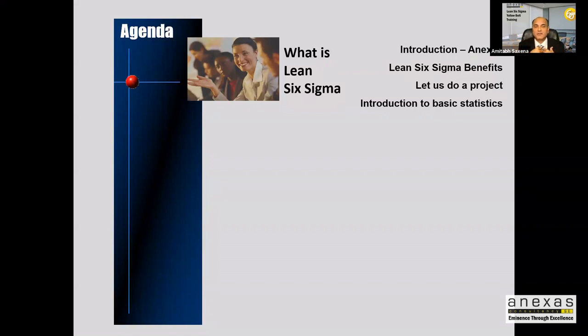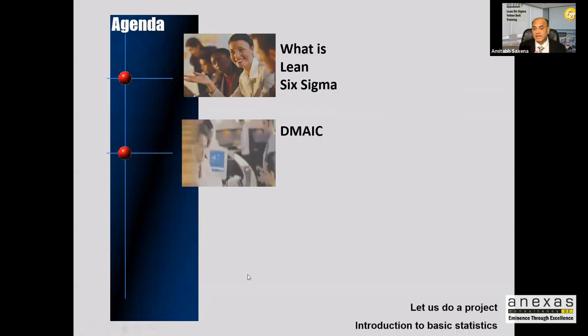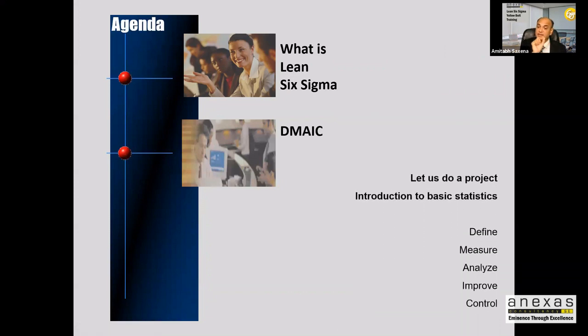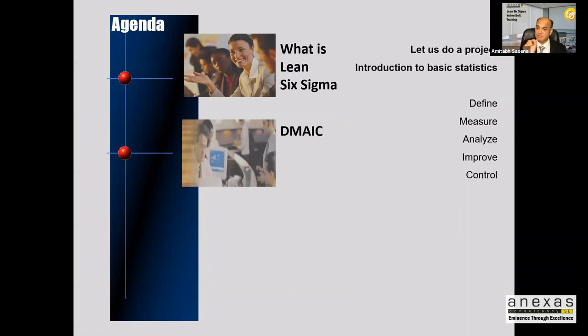The idea is not that you have to master those tools in yellow belt. If you are a black belt, then you have to master those tools. But as a yellow belt, you should be aware of those tools, so you will be learning about them. Then I will take you through define, measure, analyze, improve, and control, DMAIC.